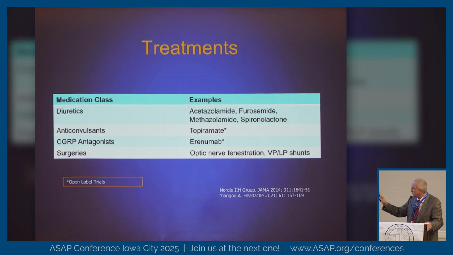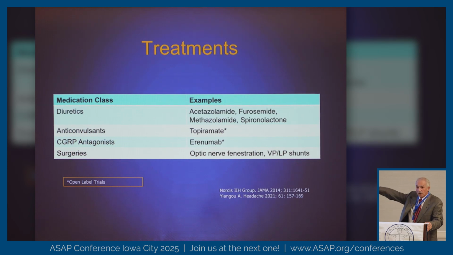And there's a variety of procedures, optic nerve fenestration for visual deterioration, various VP, ventriculoperitoneal, and lumboperitoneal shunts can be done as well when you fail medical management. There's even, interestingly, one study that suggested that one of the CGRP monoclonals was effective for treating headaches in intracranial hypertension. So once again, you can see the overlap between these syndromes.